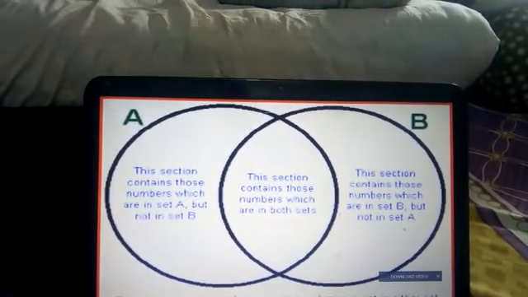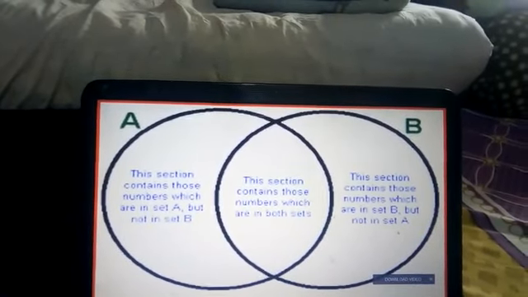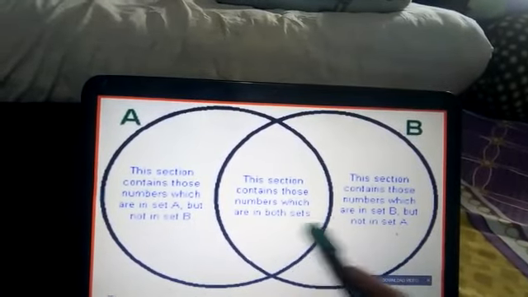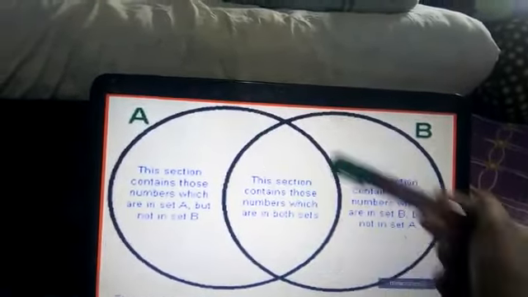This is another example of a Venn diagram. Here we are representing overlapping sets. Overlapping means they have something in common in both, so they are drawn overlapping each other. Some part of these sets is overlapping.